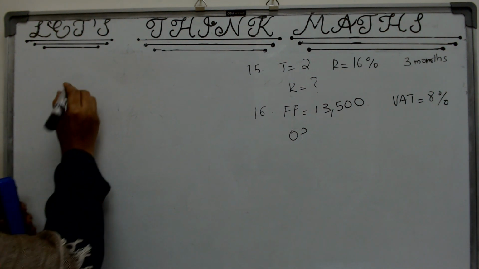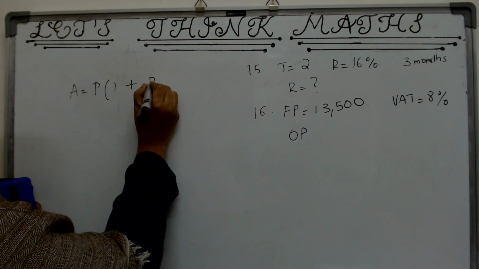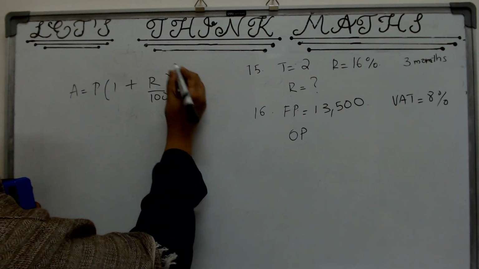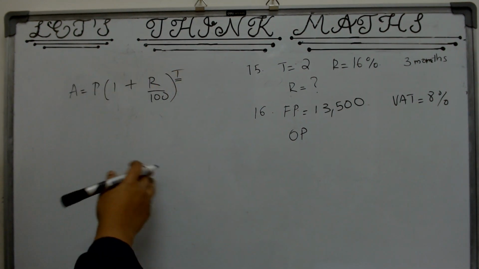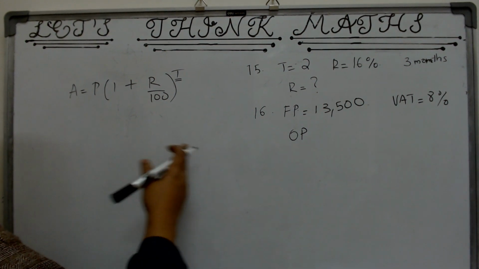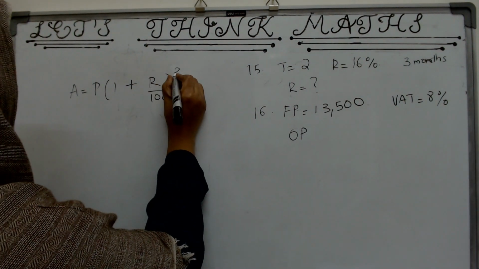So that means your formula for the amount, the final amount, usually it looks like this, right? But then what happens to the time? In time also, in 1 year it is calculated 4 times. So in 2 years it is calculated how many times? 2 into 4, 8 times.